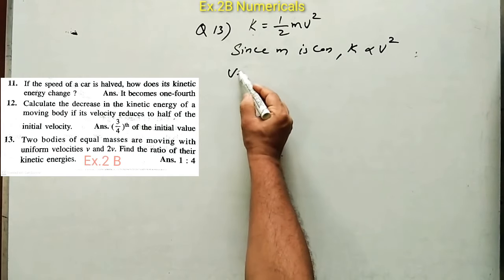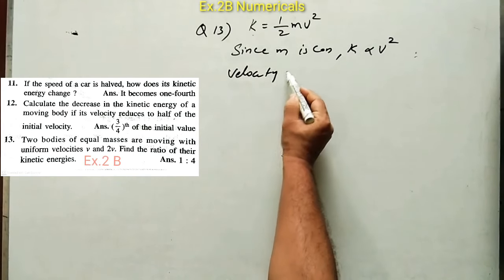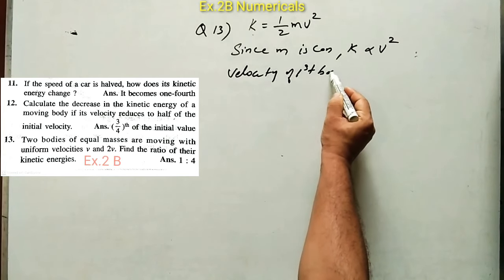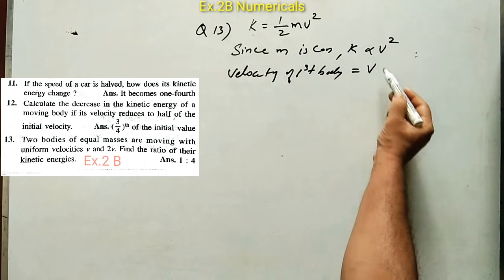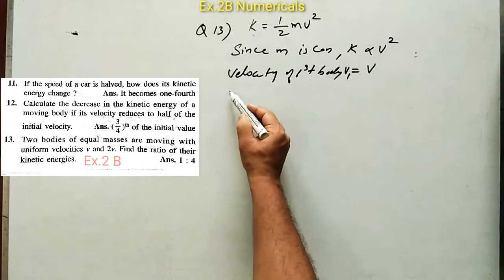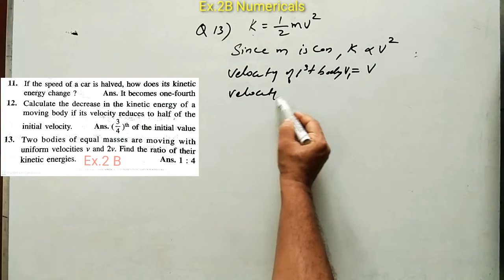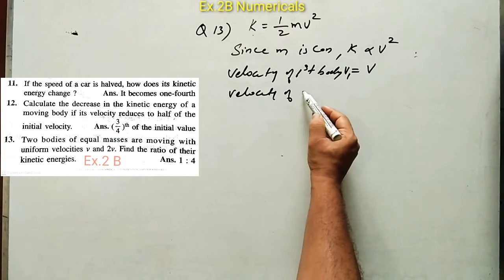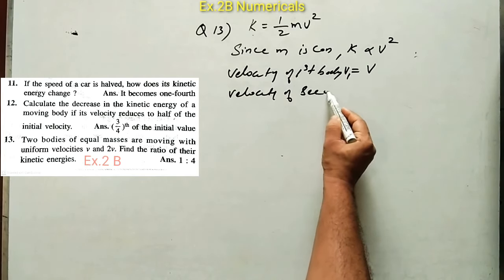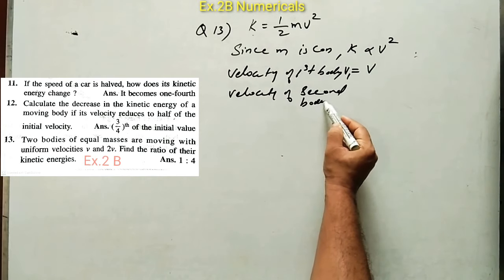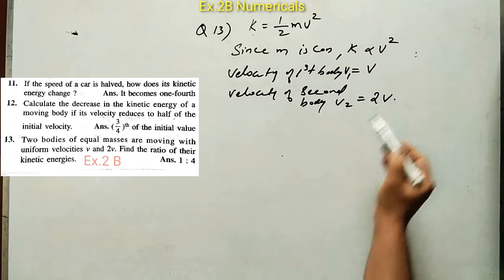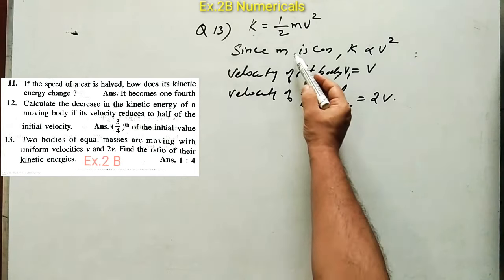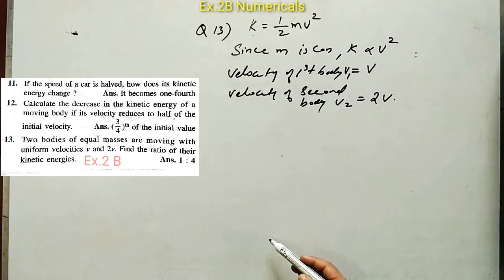So velocity of the first body, V1, is equal to V. Velocity of the second body, V2, is equal to, we can take it as 2V. Clear? And since mass is constant, K is directly proportional to V square.